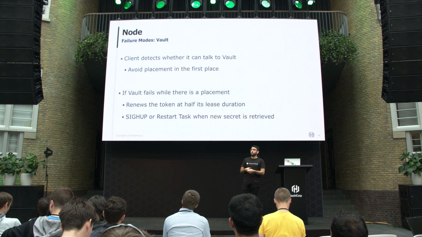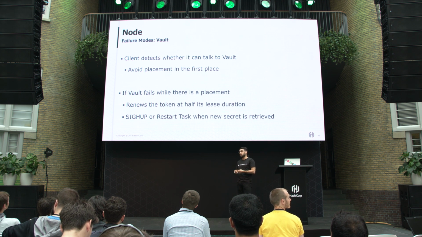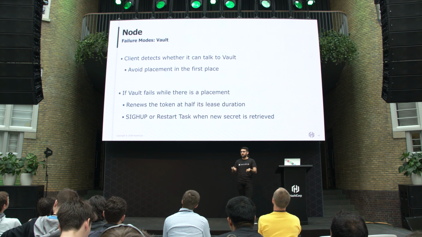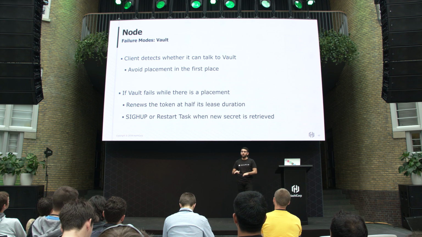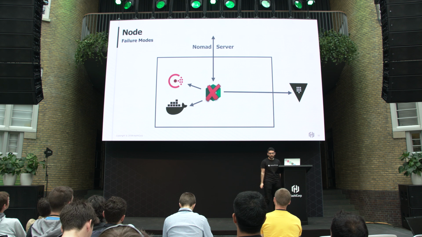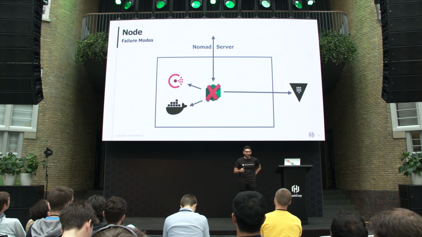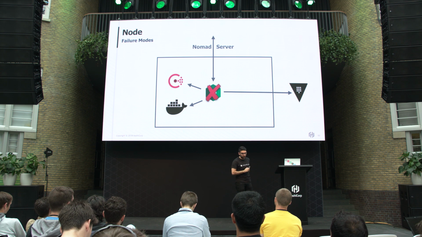And we can then send you a signal if your application supports live reloading, or we'll restart your task, setting the correct Vault token for you, so your application is totally isolated from Vault failures. And then we also model the Nomad agent itself failing. It's an interesting thing to model, but we do.